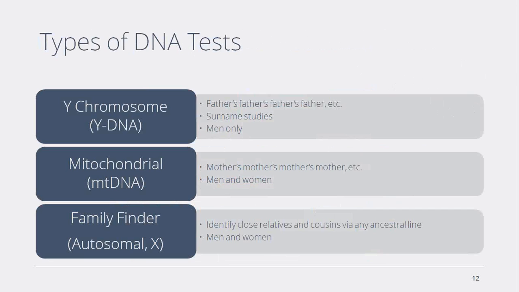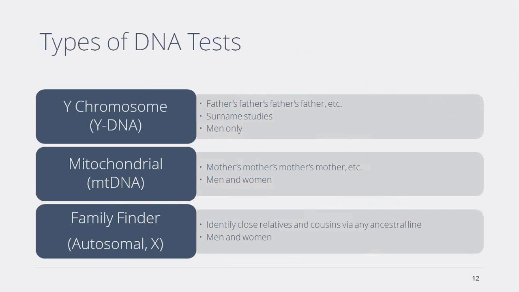So basically, Family Tree DNA has three different core types of DNA tests that are available. And each test does something different. Basically, if you think of it, each type of DNA is kind of like a different record. You've got a whole bunch of vital records, but they're not all the same. You've got birth records and marriage records and death records. Well, it's kind of the same thing with DNA. There are different types of records of your DNA.